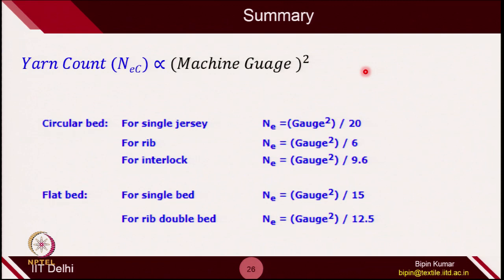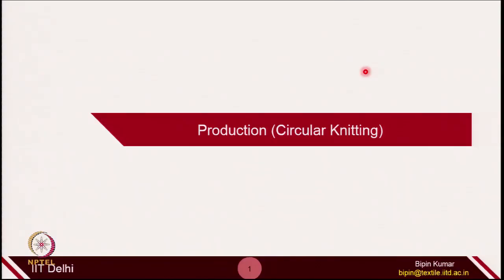So they have given this useful relationship so that when you have a particular machine and a particular yarn count, you can cross check using this formula whether that yarn is suitable to run on the machine, yes or no. So this useful relationship we have covered in the last lecture. Let us move to the next lecture, which is production on circular knitting.